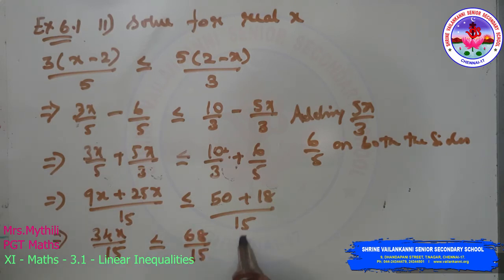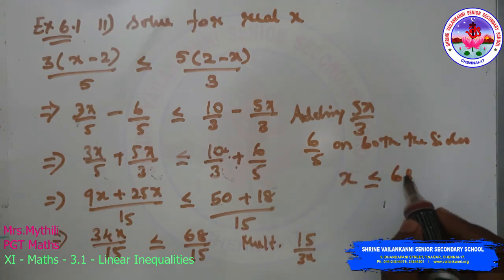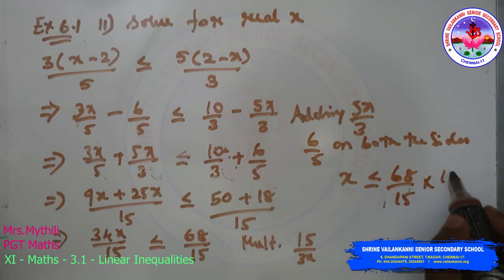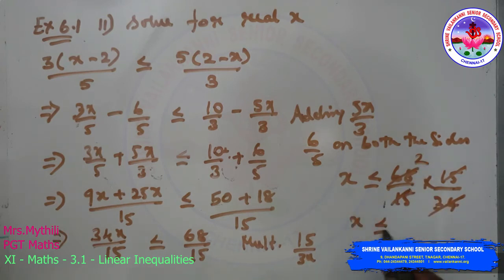Now multiplying by 15/34 on both sides, we get x less than or equal to 68/15 times 15/34. This will get cancelled. So 2 times, x is less than or equal to 2. Thus all real numbers x which are less than or equal to 2 are the solutions of the given inequality.